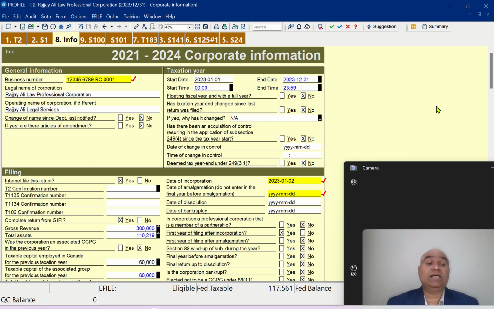Another main thing that I want to point out is that when a business switches from a proprietorship to a professional corporation or corporation, they might have to roll over the business assets. So they would have to choose section 85. I'll show you the form later on.